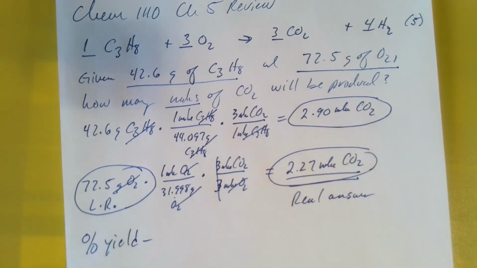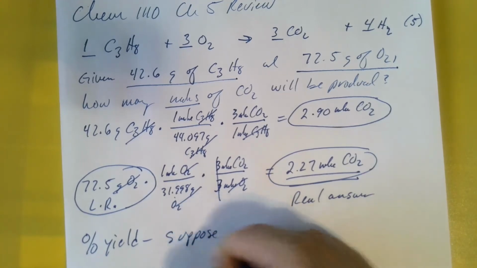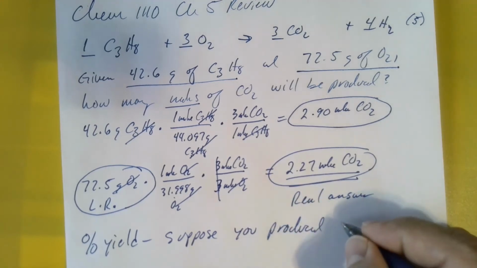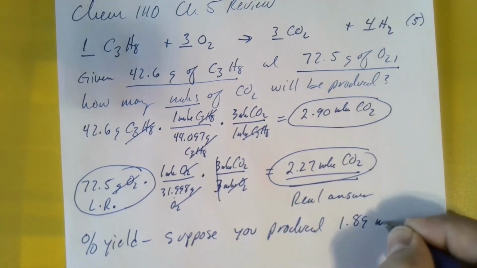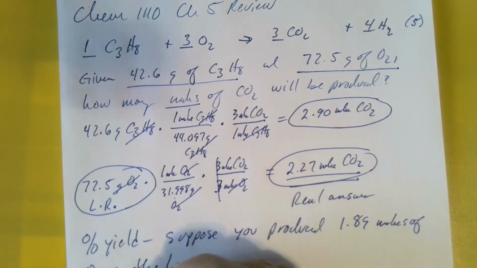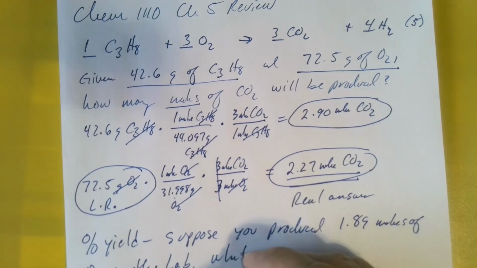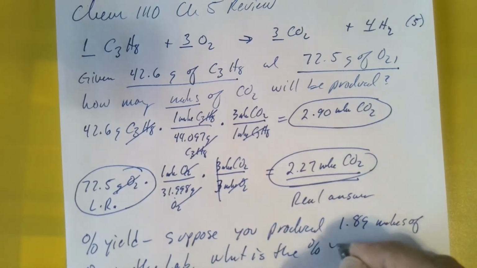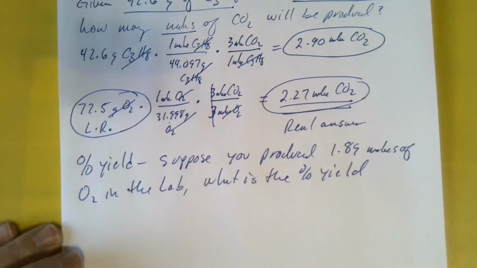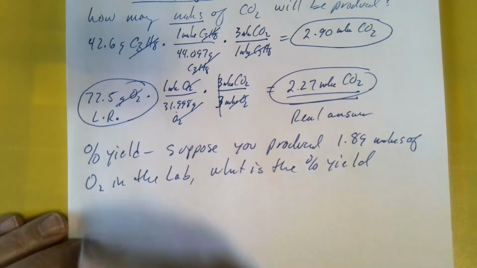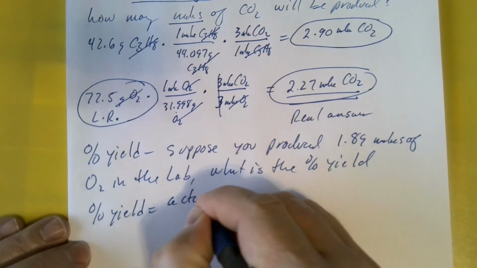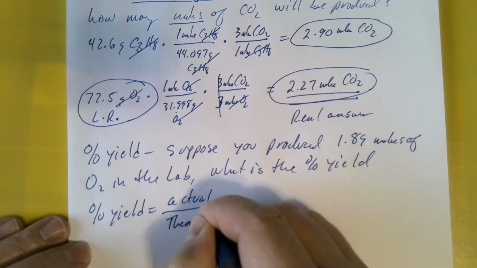Okay? So let's say, suppose you produced 1.89 moles of CO2 in the lab. Okay, what is the percent yield, right? Well, all I could do is I've got to go back and remember that percent yield is actual divided by theoretical, right?